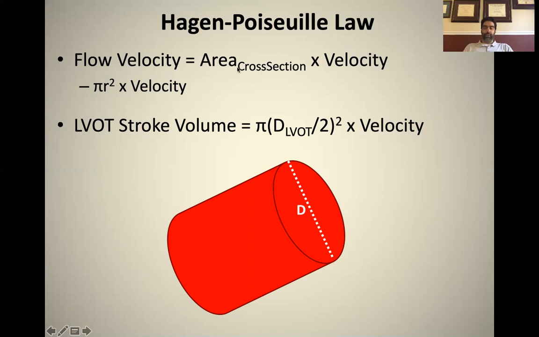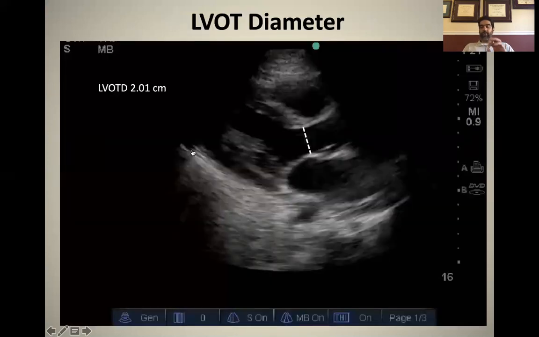That equals the cross-sectional area of the tube, which, back from high school geometry, you may remember is pi r squared. And we multiply it by the velocity, and we use Doppler to measure the velocity. But the first step is actually measuring the LVOT diameter so we can determine the radius, which would be the diameter divided by 2. So the way we do that is we go into our parasternal long axis view.